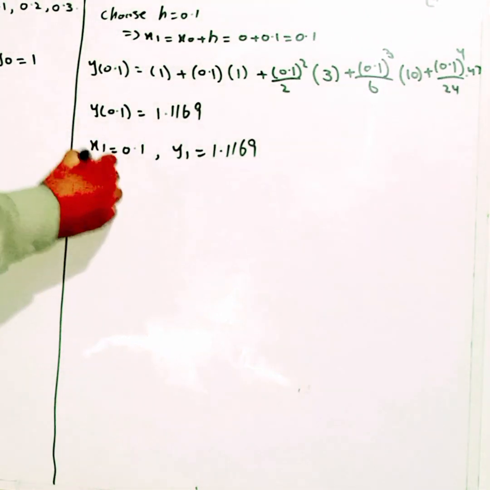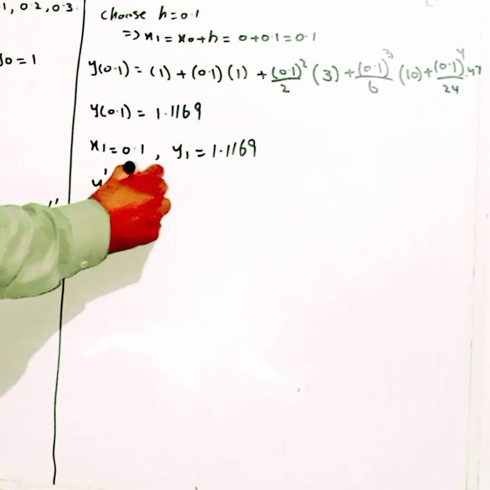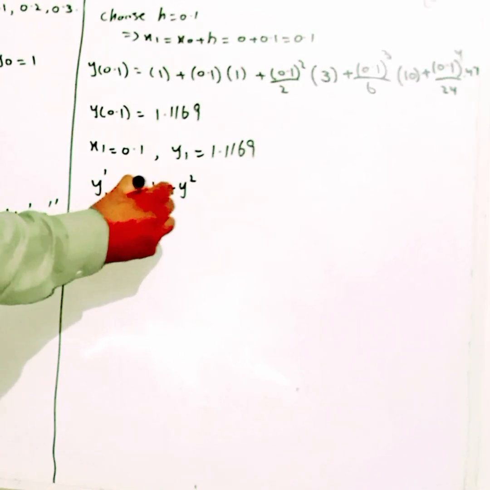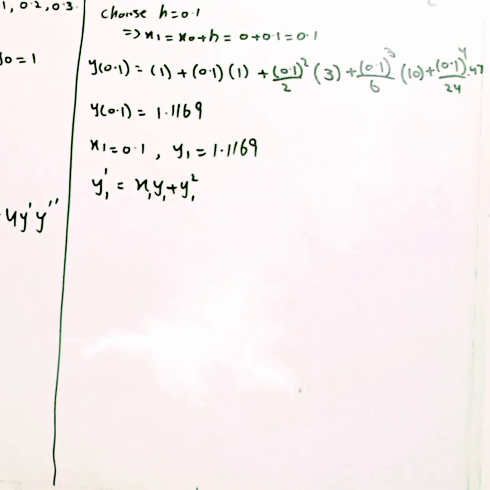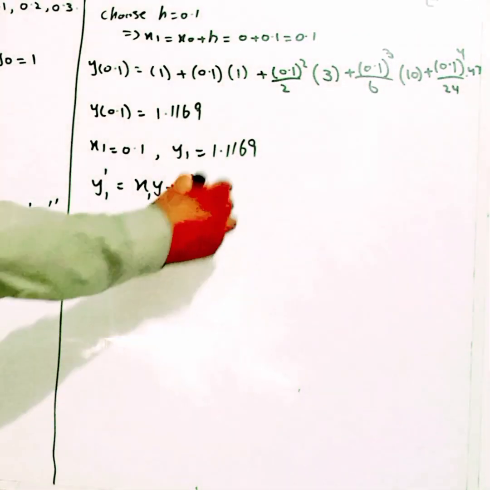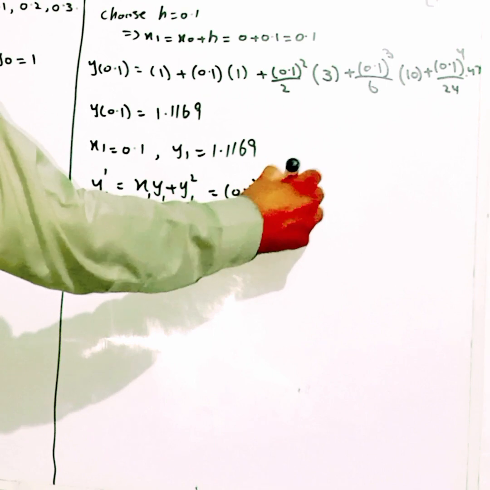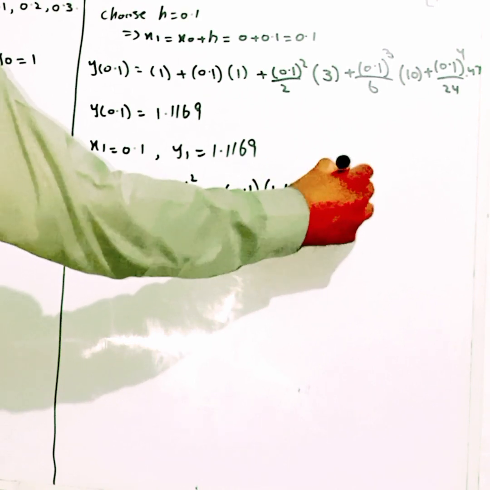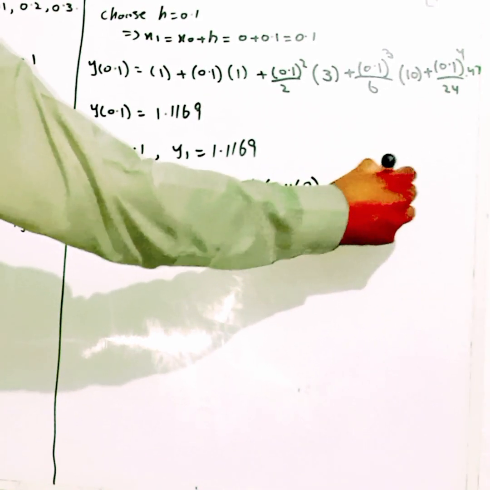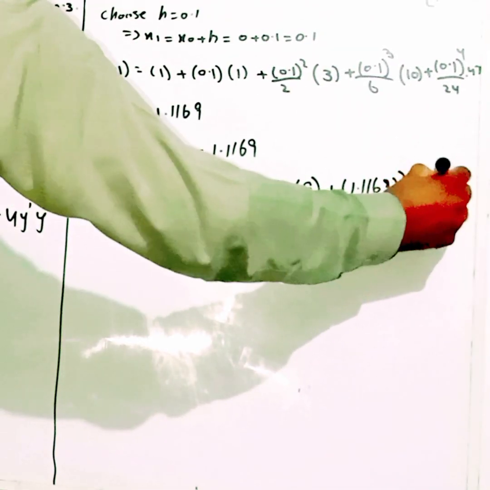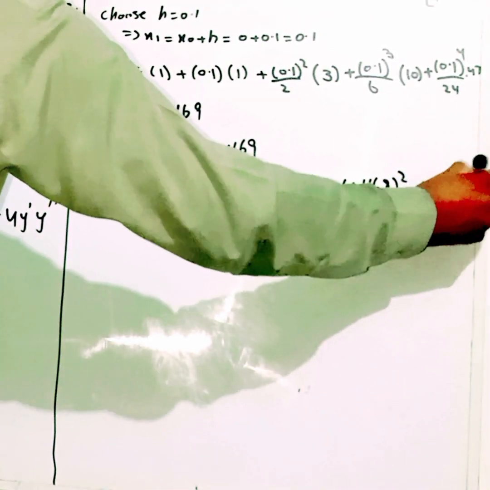Since we know that y prime is equal to xy plus y square, therefore y prime 1 becomes x1 y1 plus y1 square. Putting the values of x1 and y1, we obtain 0.1 into 1.1169 plus 1.1169 square. We obtain y prime 1 is equal to 1.3592.